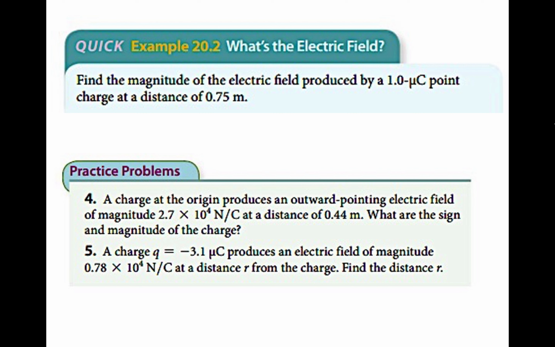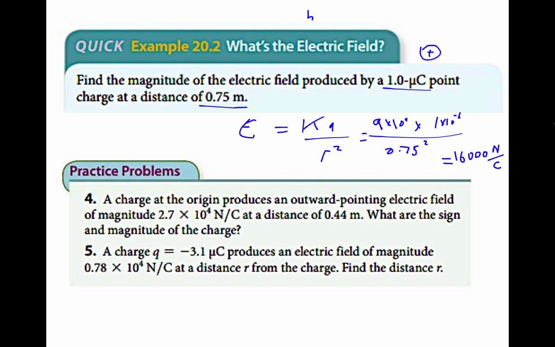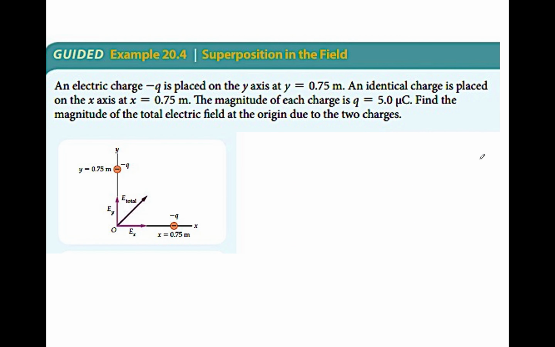Okay, so we did some practice questions. Here we wanted to find the magnitude of electric field produced by a 1 microcoulomb point charge at that distance. We solved it, KQ over R squared, and we did 9 times 10 to the 9, multiplied by 1 times 10 to the minus 6, divided by 0.75 squared. This 9 times 10 to the 9, remember, that's K. That's a constant. That number never changes. K is always this. And you get 16,000.